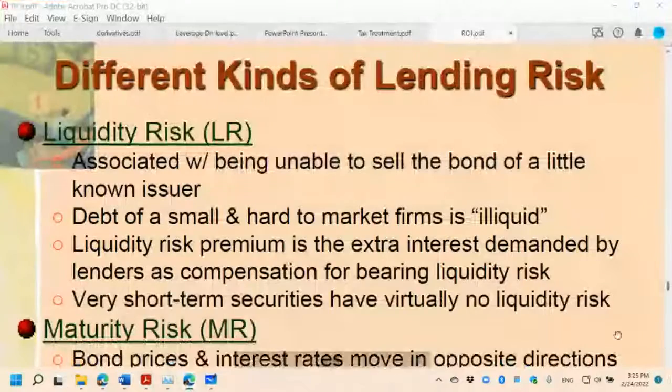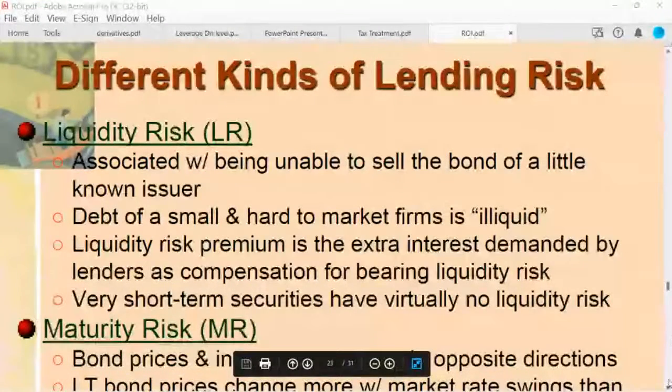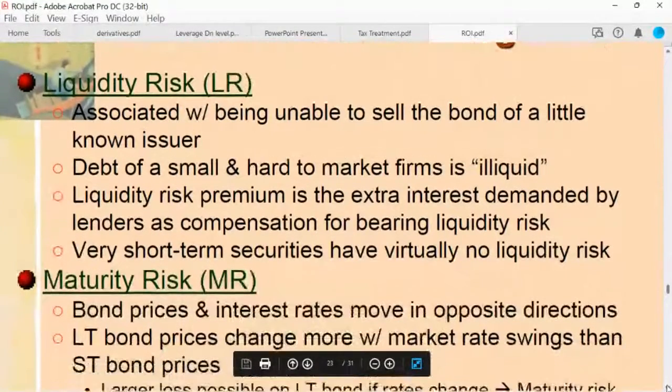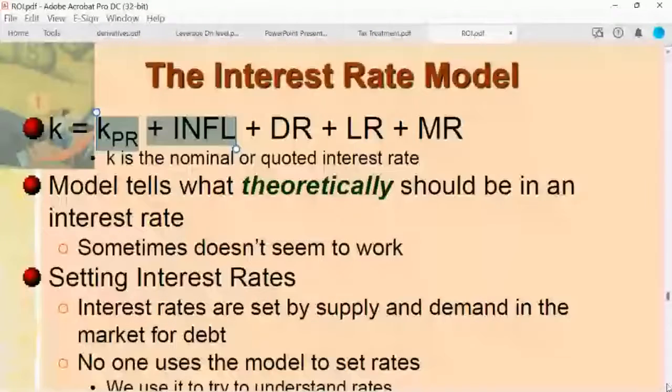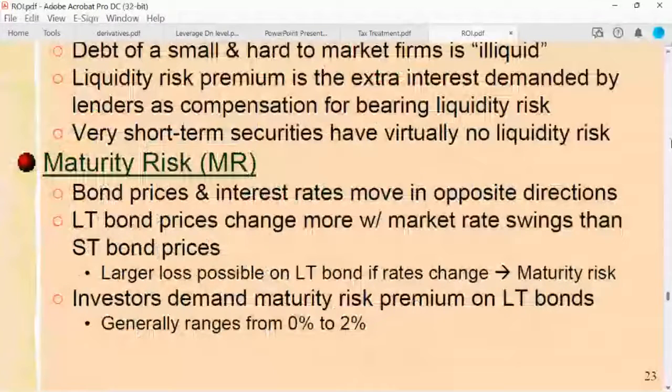And then the maturity risk. Clearly, it's related with maturity, and the longer the maturity, the higher the risk. Why? Think about it. Future is always uncertain, right? Future is uncertain, right? And the uncertainty is a risk. Uncertainty is always a risk.